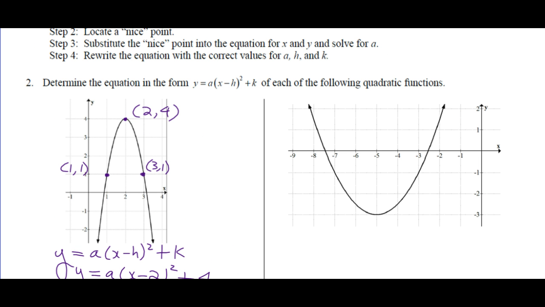It opens down, the vertex is at (2, 4), and it is narrower, right? Here's another way to get the a value. Normally, if I move 1 unit this way, how far should I be going? Down 1, right? But I'm going down 1, 2, 3.